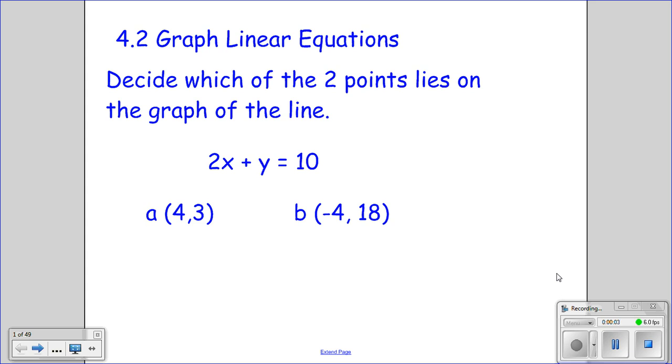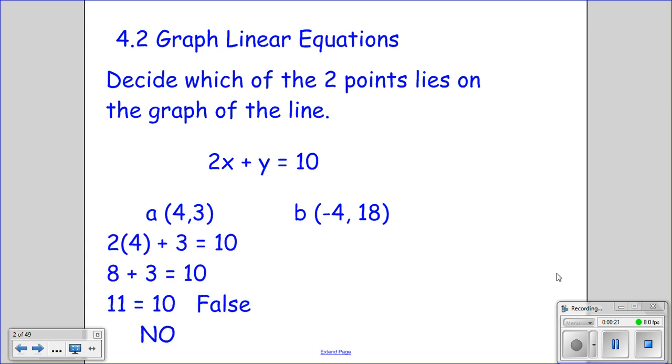Today we are going to work on section 4.2, which is to graph linear equations. First of all, we have to decide which of the 2 points lies on the graph of the line. We have 2x plus y equals 10. And so when you put the point (4, 3) in for x and y, we determine that 2 times 4 plus 3 equals 10. That gives us 8 plus 3 equals 10, which is 11 equals 10. That is a false statement.